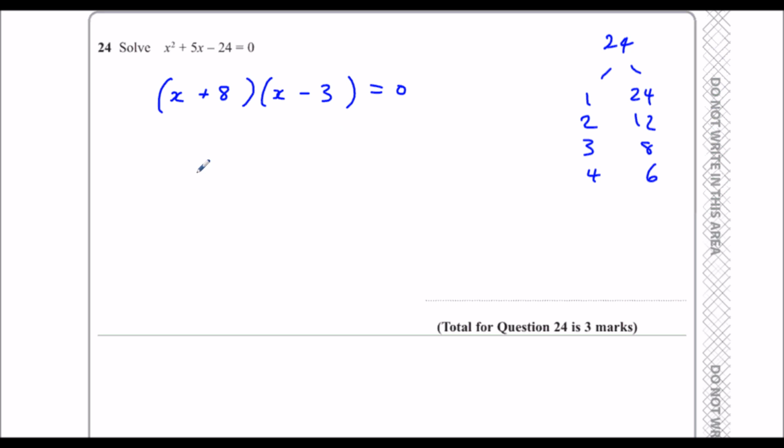So then what does x equal? Well, x equals, what makes this bracket 0? Minus 8. What makes this bracket 0? Positive 3. So x is equal to minus 8, or x equals positive 3.